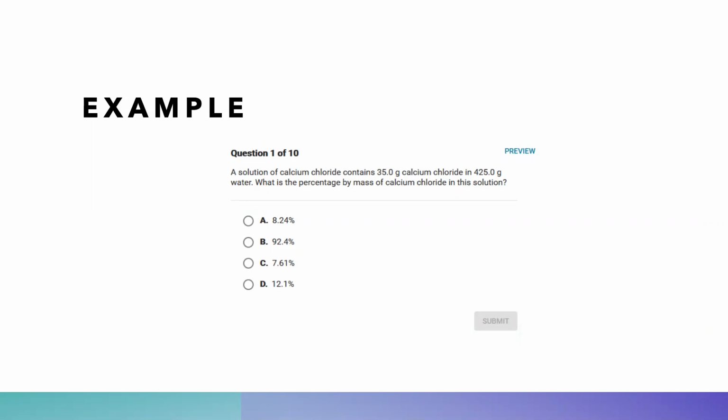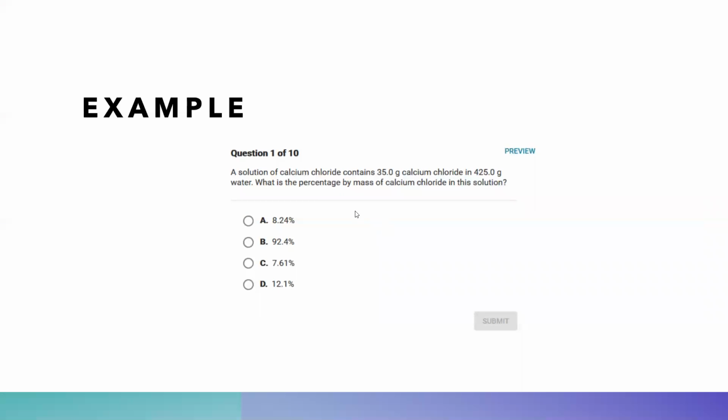Here it says, a solution of calcium chloride contains 35 grams of calcium chloride in 425 grams of water. What is the percentage by mass of calcium chloride in the solution? And if you look at this, significant figures, you've got 1, 2, 3 here. And you've got 1, 2, 3, 4 here. So the answer is going to be in 3 sig figs, and they're all in 3 sig figs.